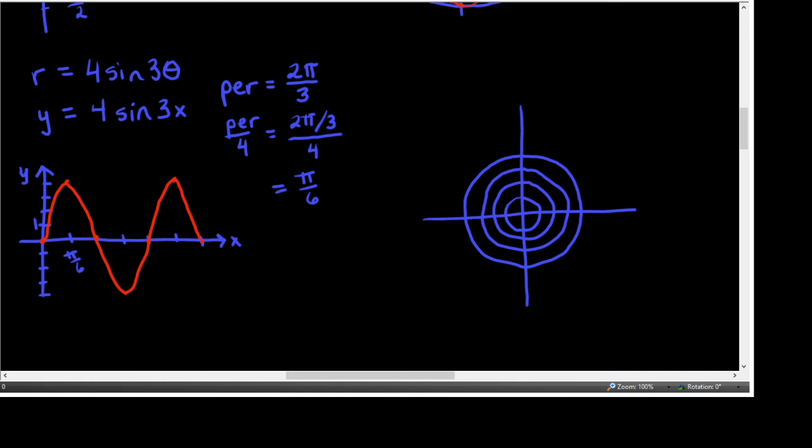All right, so our very first point at angle 0 is 0. So we're at the pole. Then, by the time we get to pi over 6, which is about right here, we should be out at 4. So 1, 2, 3, 4, put a dot at angle pi over 6 out 4. By the time we get to 2 pi over 6, which is pi over 3, so about right here, we should be back to 0, which is the pole.